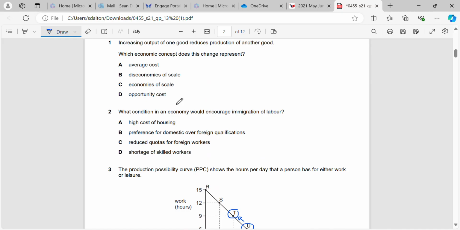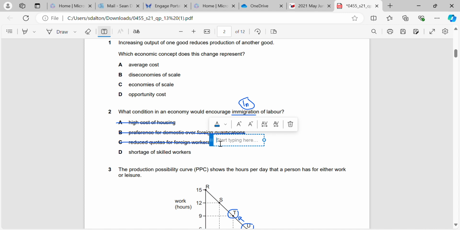Okay, what condition in an economy would encourage immigration of labour? So remember, immigration is people coming in, and what would help people to come into a country? High cost of housing is definitely not going to help them to move in, is it? It's going to make it too expensive for them. If employers are preferring domestic workers over foreign workers, that's not going to help people from another country to move in, because they're going to employ local people instead. If there were reduced quotas for foreign workers, same thing. We're restricting the number of people who can come in.